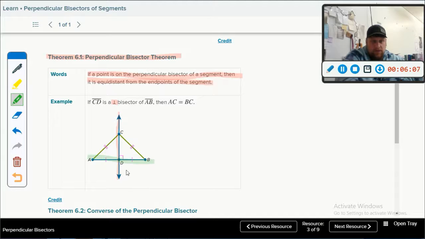If that's true, then what do we also know? If we draw a line from A to any point on this perpendicular bisector, no matter where it's at, that point could have been up here. That could have been C point. The point could be down here. And we'll show this later. If we draw it to any point, then the line created, AC, is also going to be equidistant to BC. This is the perpendicular bisector theorem. All right, we're going to go ahead and move on down. Pause this if you need to, write it down.